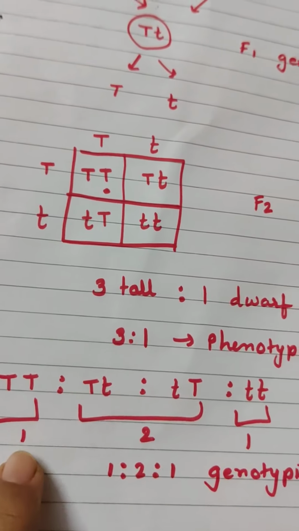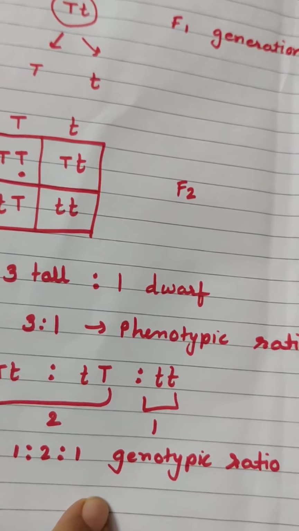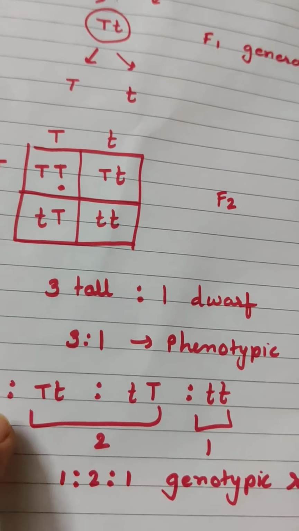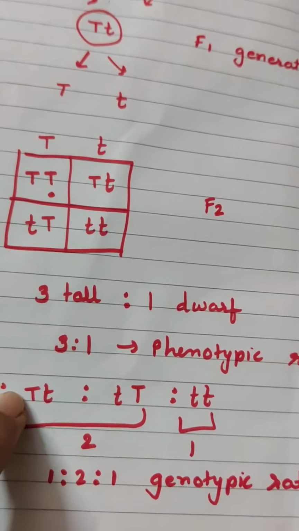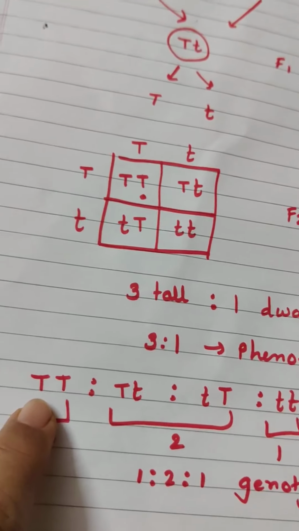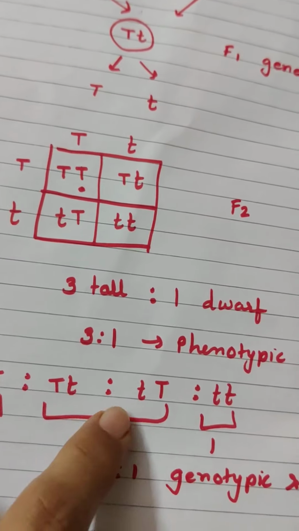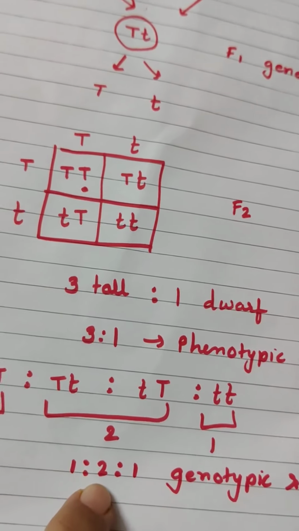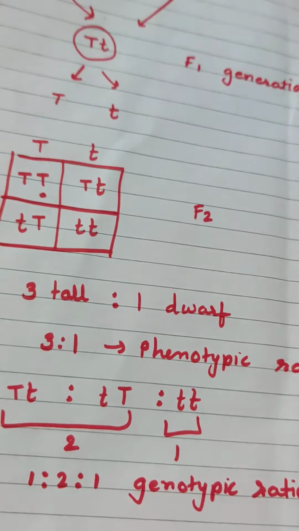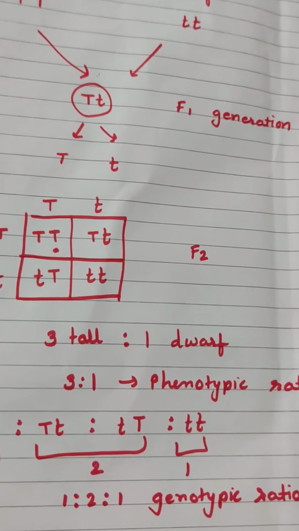So here we get a ratio 1:2:1. That is genotypic ratio. Genotypic ratio means what genotype they are having. Again I repeat, genotype means this allele is for tallness, dominant allele. This allele is for dwarfness, recessive allele. So here both alleles are dominant, so one pure tall. Here combination, so that is two impure tall. One is pure dwarf. So genotypic ratio is 1:2:1. So this is Mendel's first law of inheritance.